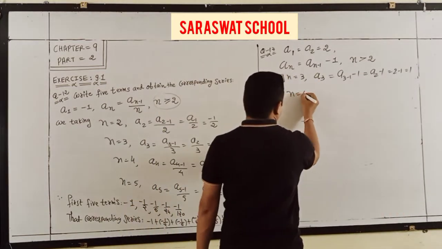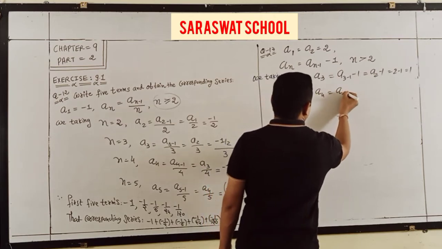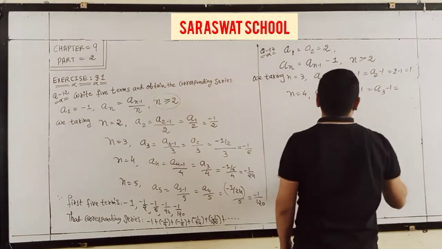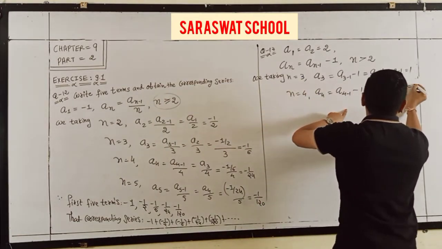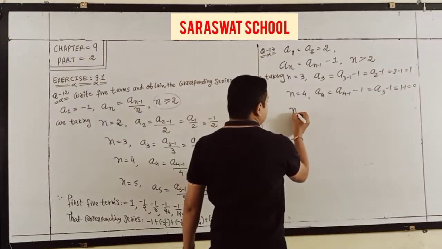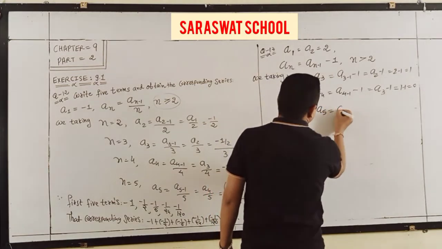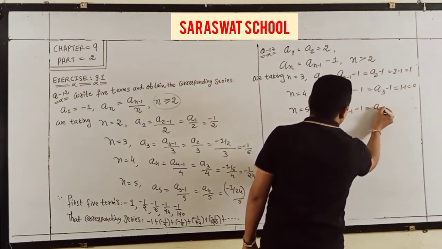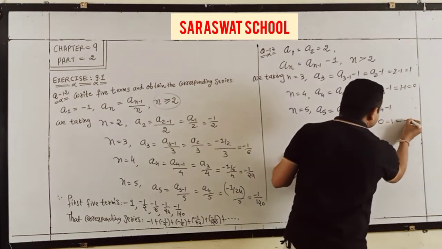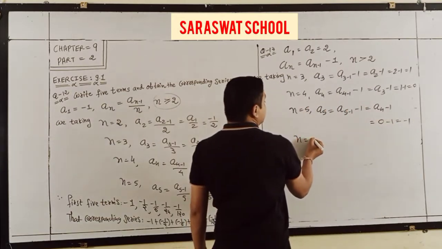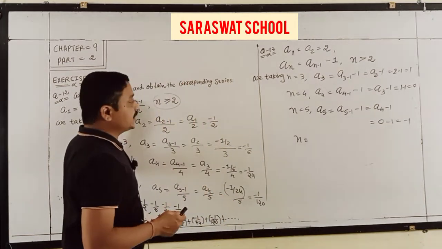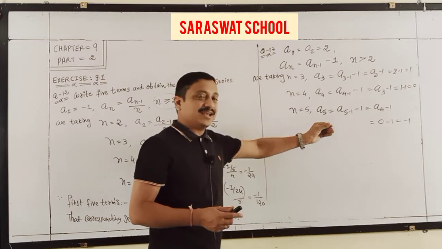Now n equal to 4, apply a4, which is a3 minus 1. And what's the a3? Yes, a3 is 1, so 1 minus 1 is 0. Next, n is 5, a5 is a4 minus 1. But what is the a4? Yes, it is 0 minus 1. Now continue, n equal to 6. Yes, because I want to find the first 5 terms, we are not going further, it stops here.